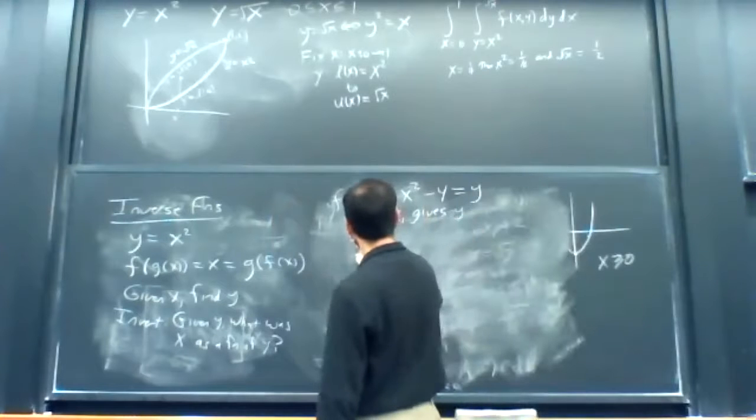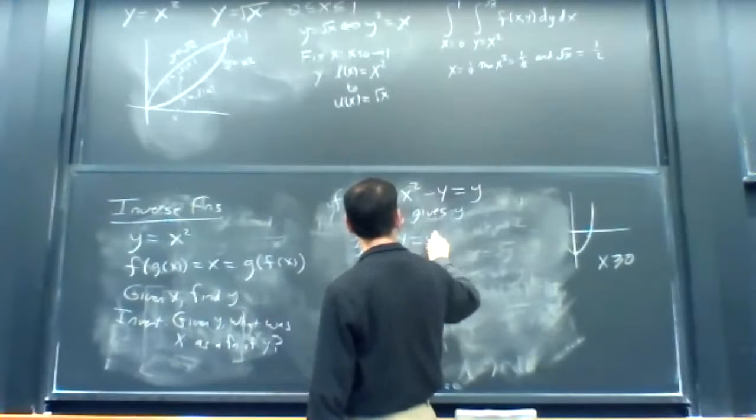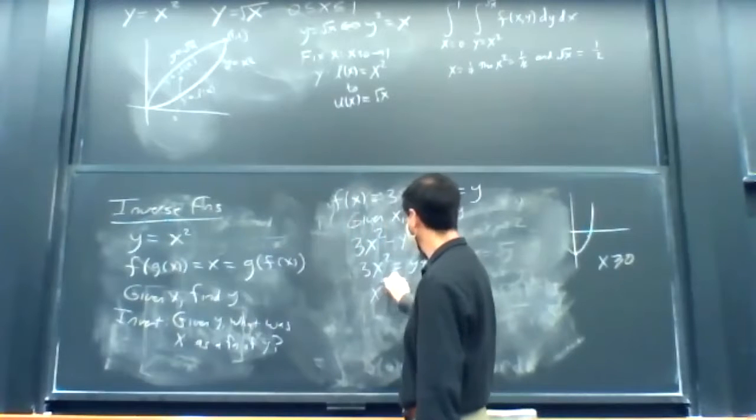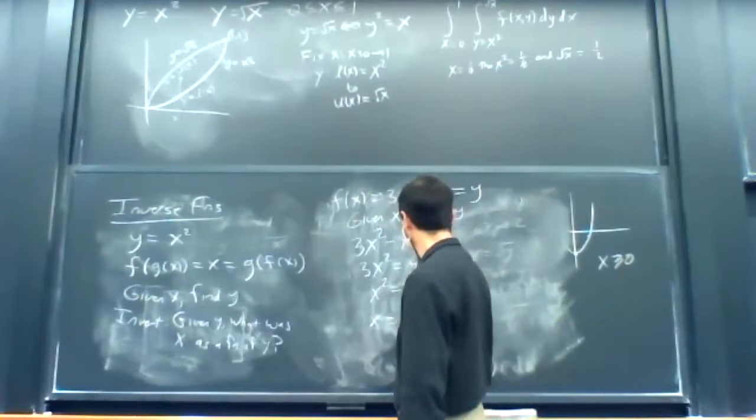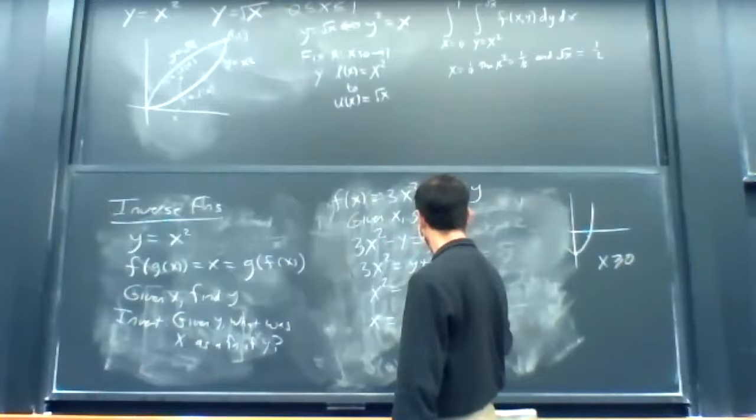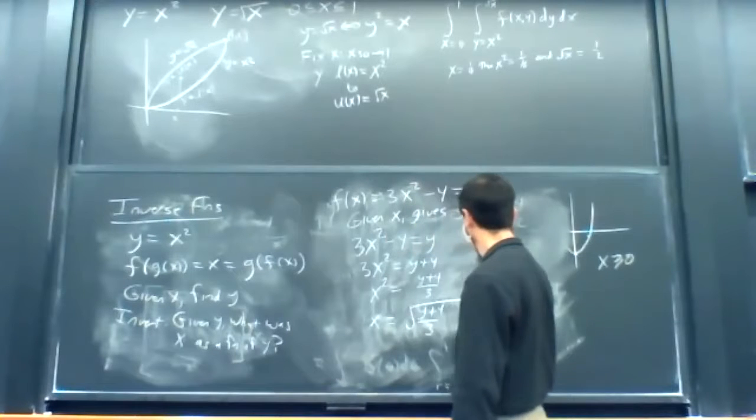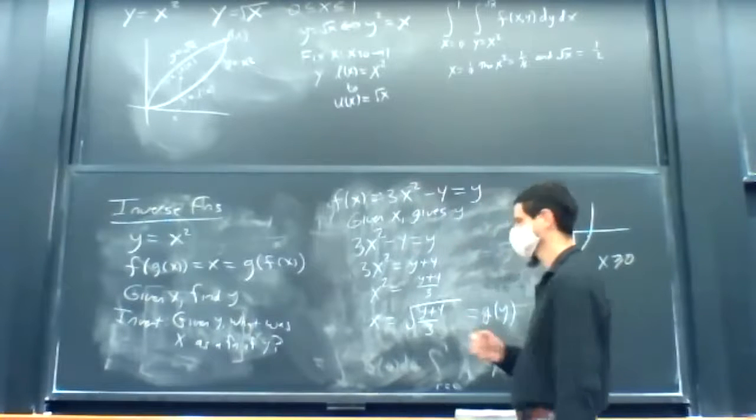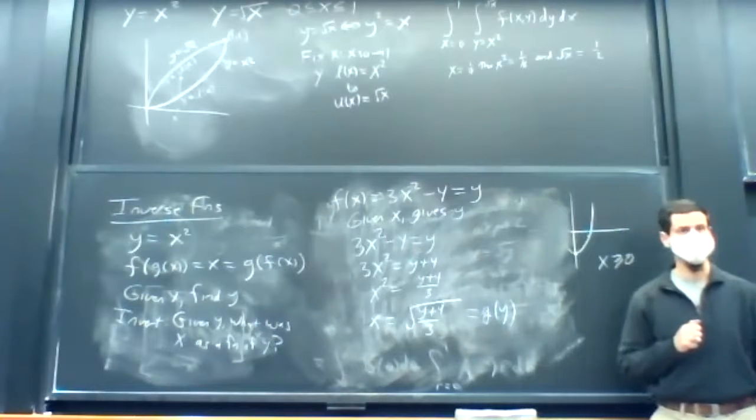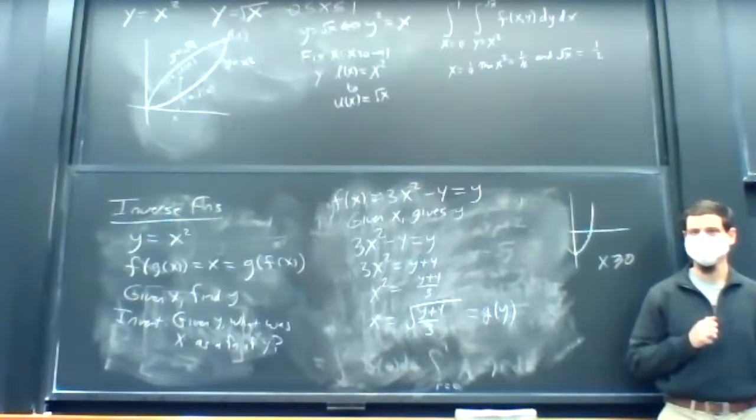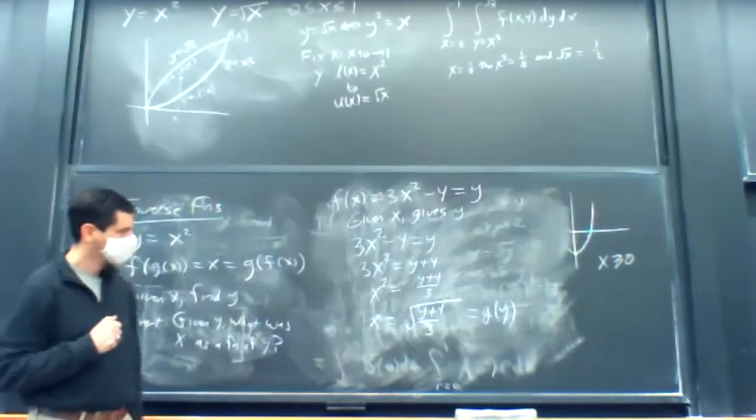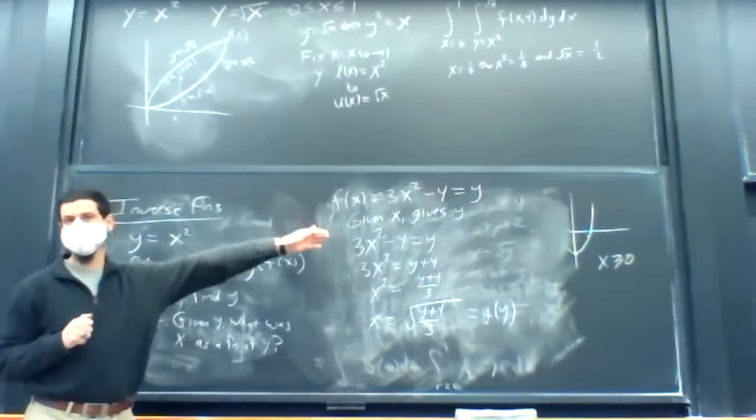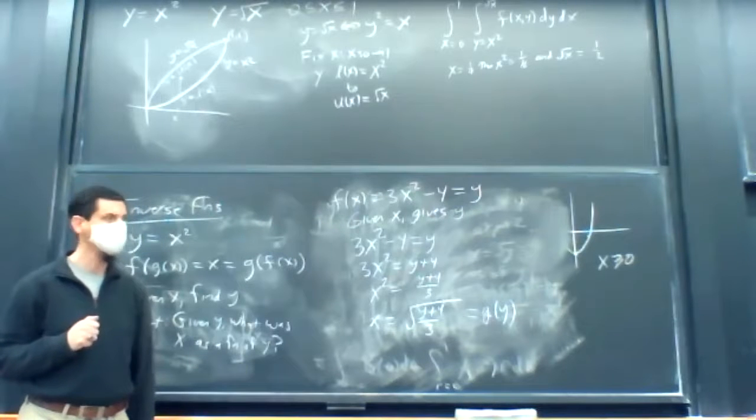So now I have 3x squared minus 4 equals y. So 3x squared equals y plus 4. So x squared equals (y plus 4) over 3. So x equals the square root of (y plus 4) over 3. And that will be my function g of y. So I have found my inverse function. And you can go through and check that f of g of y is y and g of f of x is x.